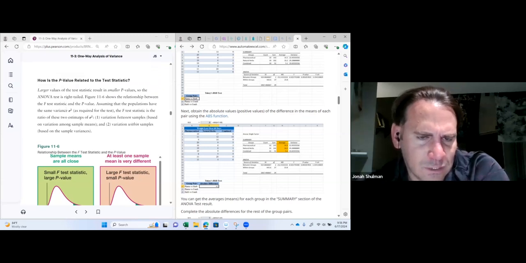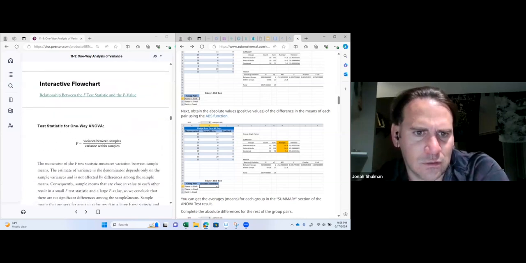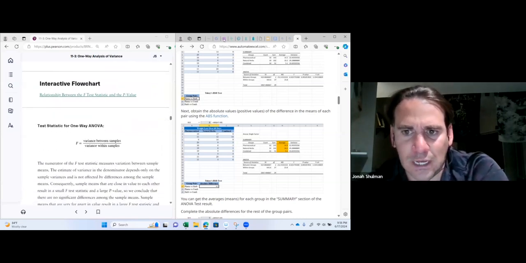The F statistic is the ratio of these two estimates. That's where it comes from. So it's the variance between over the variance within. That's what's happening. Variance between over variance within. This is what it's actually doing.